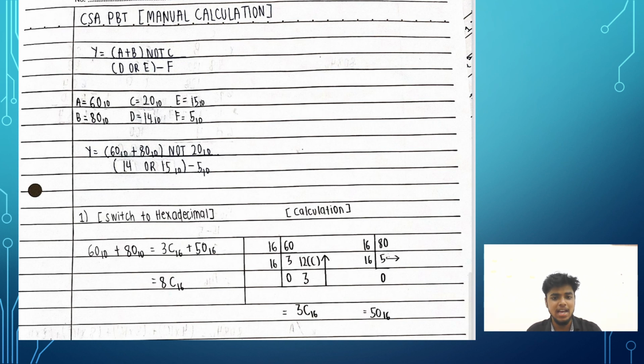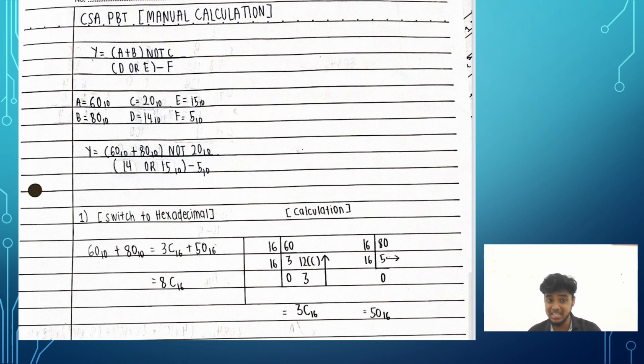Okay, and the reason why I'm here today is to explain my problem-based task 1. Firstly, I'll be explaining question 1A, which is about the manual calculation for the operation y equals open bracket a plus b close bracket not c, divided with open bracket d or e close bracket, minus f.